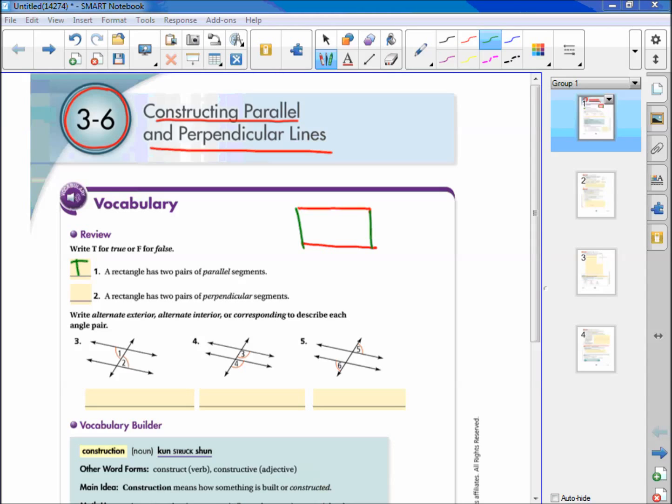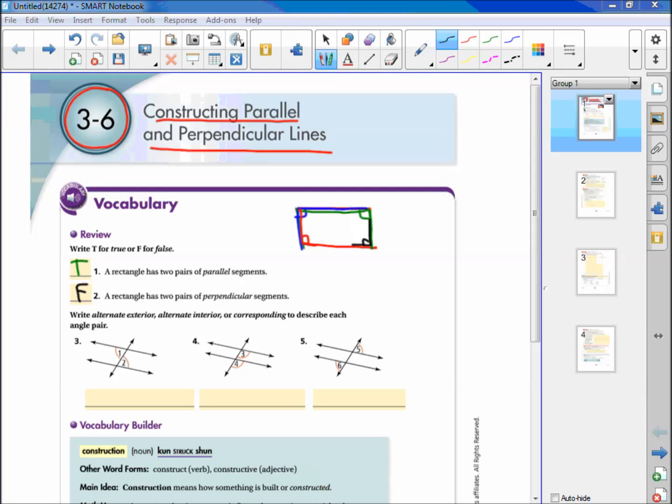A rectangle has two pairs of perpendicular segments. This one, unfortunately, seems like it should be true, but it's false because there are more than two pairs. There's this blue pair. There's this green pair. There's a red pair. And there's a black pair. Okay? So there are actually four pairs of perpendicular segments, not just two.